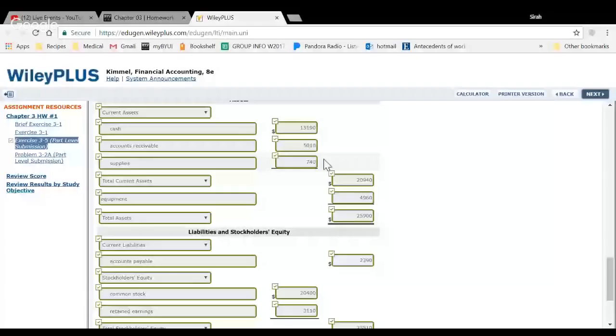The next line is for equipment. That's here, $4,960. Back down to the bottom, right there, $4,960. Next, we have total assets. So we're going to take $20,940, plus $4,960 for a total asset of $25,900.